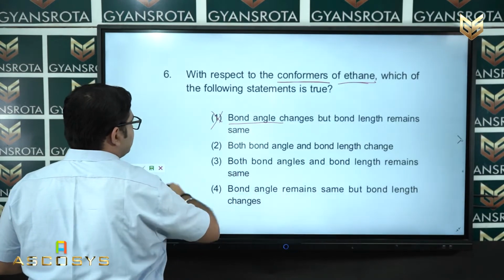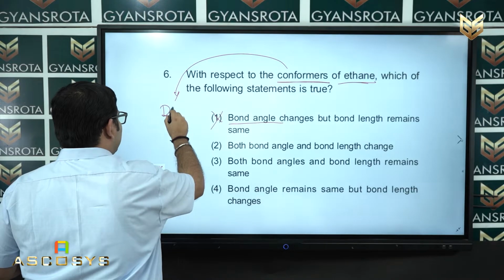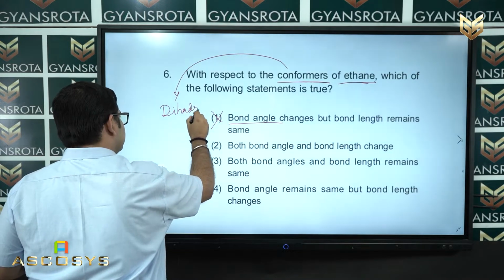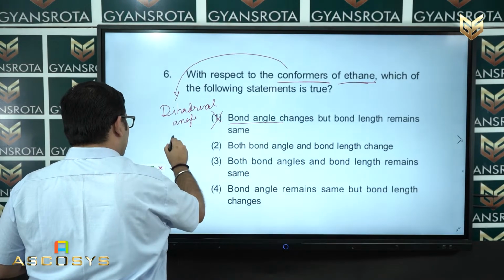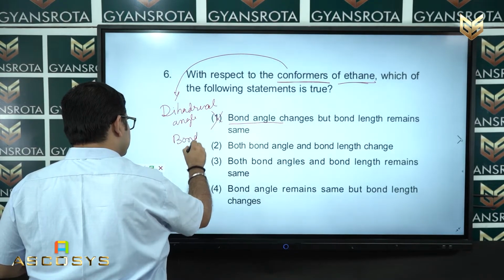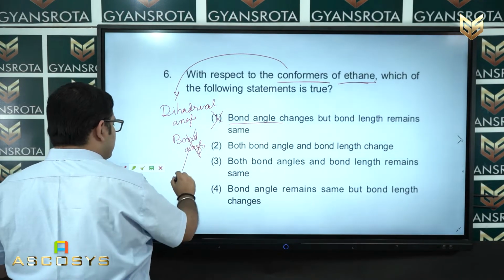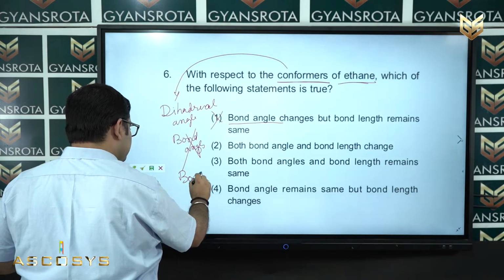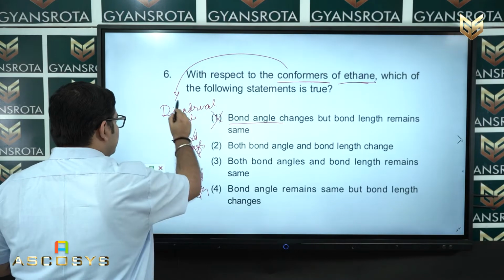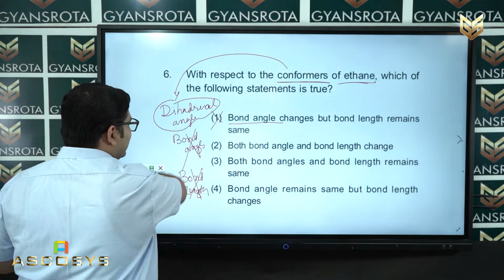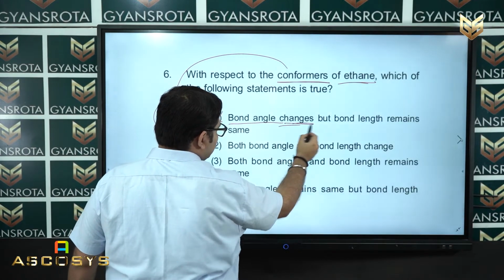No, this is not the option, because in conformations your dihedral angle will change, not your bond angle. Okay, bond angle does not change, bond length also does not change. Your changing part is your dihedral angle. So, option number 1 we can neglect because they mention that bond angle changes.